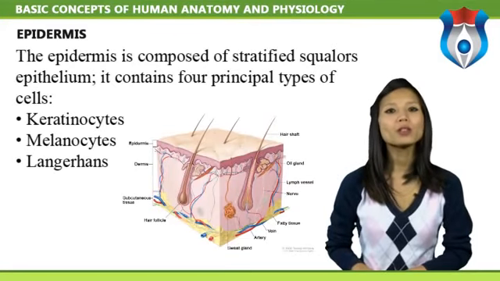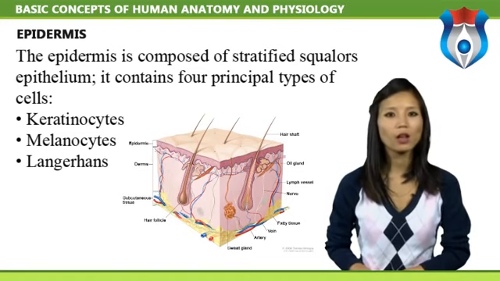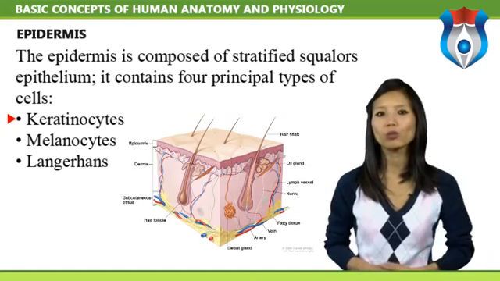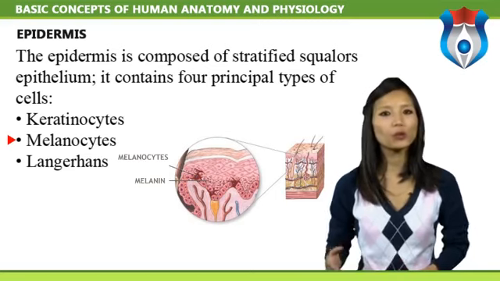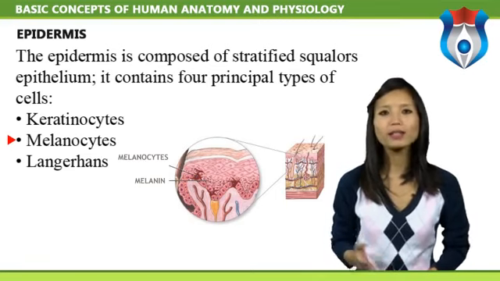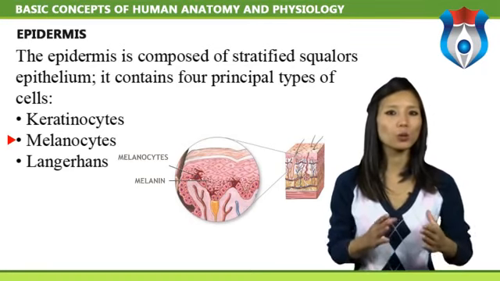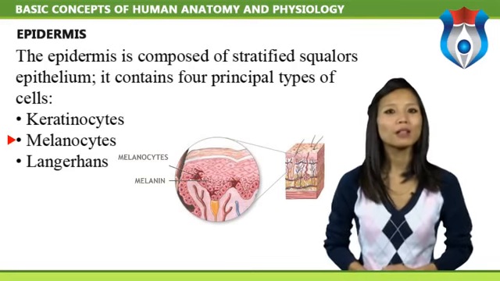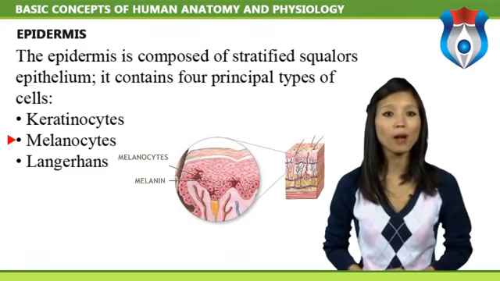Epidermis. The epidermis is composed of stratified squamous epithelium. It contains 4 principal types of cells. Keratinocytes. About 90% of the epidermal cells are keratinocytes. They produce a protein, keratin, that helps waterproof and protect the skin and underlying tissues. Melanocytes. They produce the pigment melanin, which comprises about 8% of the epidermal cells. Their long, slender projections extend between and transfer granules of melanin to keratinocytes. Melanin, from the Greek for black, is a black pigment that contributes to skin color and absorbs ultraviolet (UV) light.